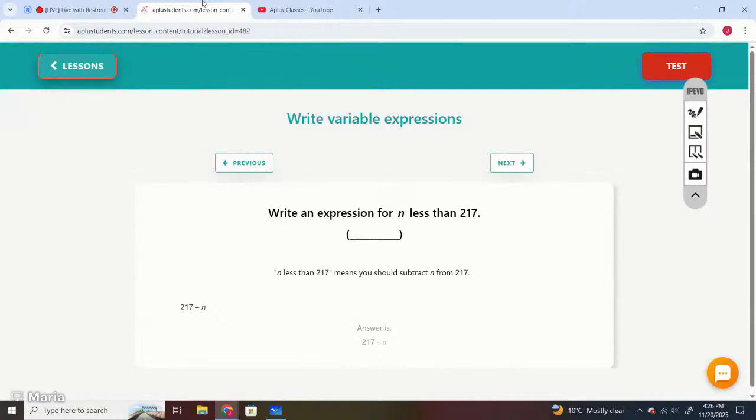Write an expression for n less than 217. Less than means you have to subtract, right? So n less than 217 means you need to subtract n out of 217. So that is 217 minus n.